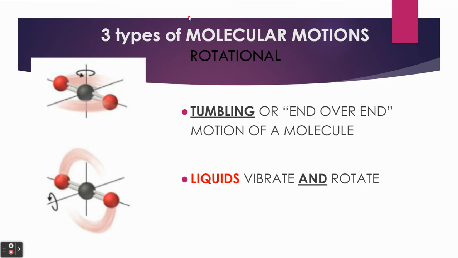In terms of rotational motion, you have the particle in one spot, but it is actually spinning around on its axis, for example. So we have it going this way or going the other way. The point is that it's spinning around in space in addition to vibration. So liquids are able to do the vibrational motion and the rotational motion. Again, this is sort of like tumbling end over end, spinning around in space.